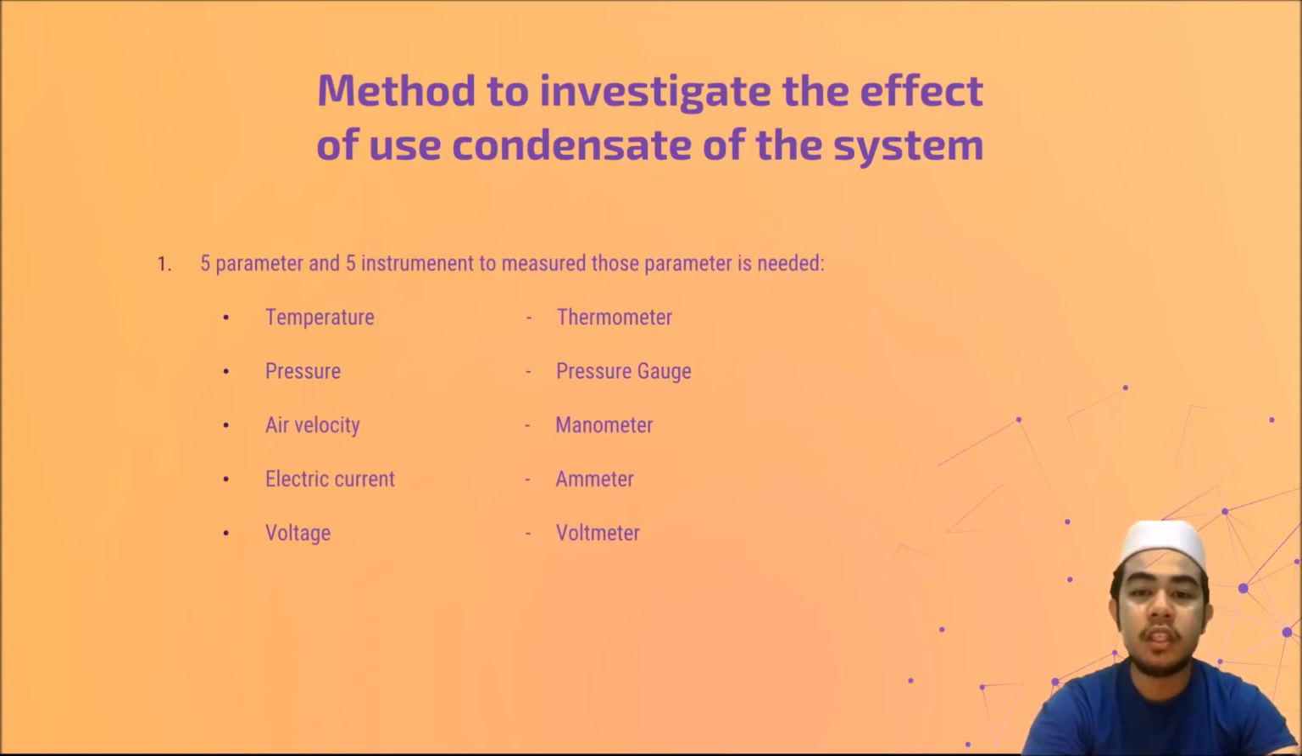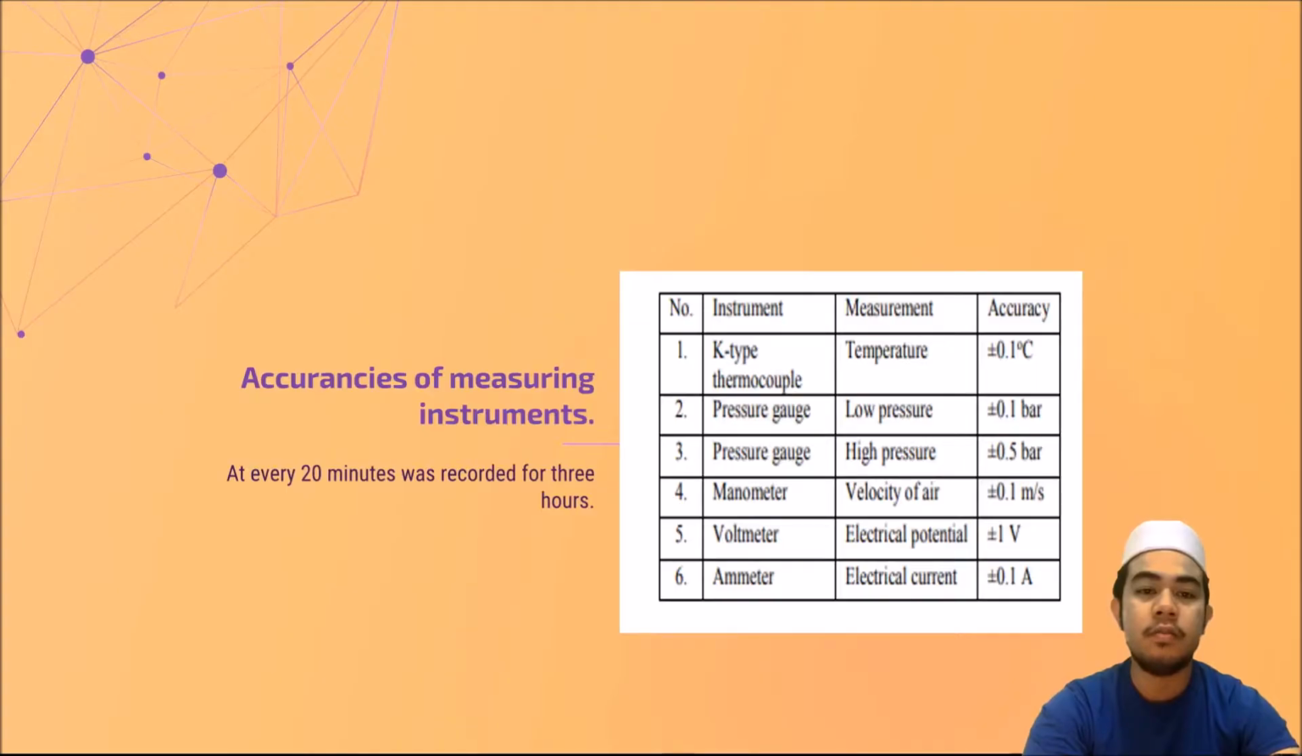The method is to investigate the effect of using condensate in the system. There are 5 parameters, and 5 instruments to measure those parameters are needed. The first one is temperature, measured by a thermometer. The second one is pressure, measured by a pressure gauge. The third one is air velocity, measured by a manometer. The fourth one is electric current, measured by an ammeter. The last one is voltage, measured by a voltmeter.